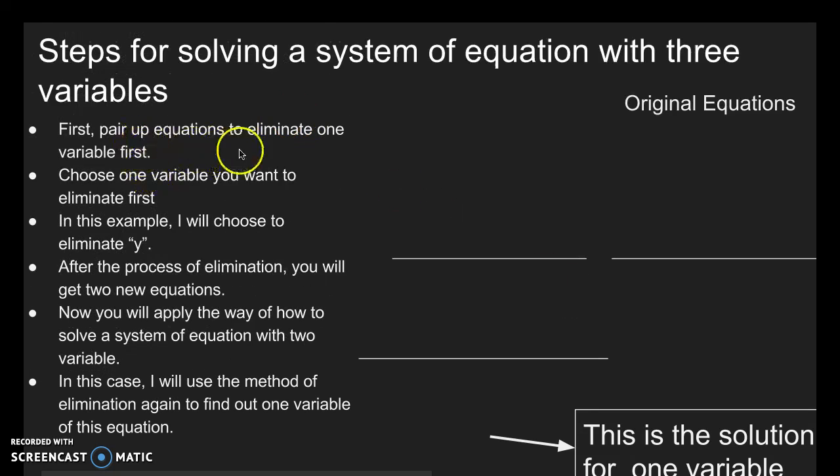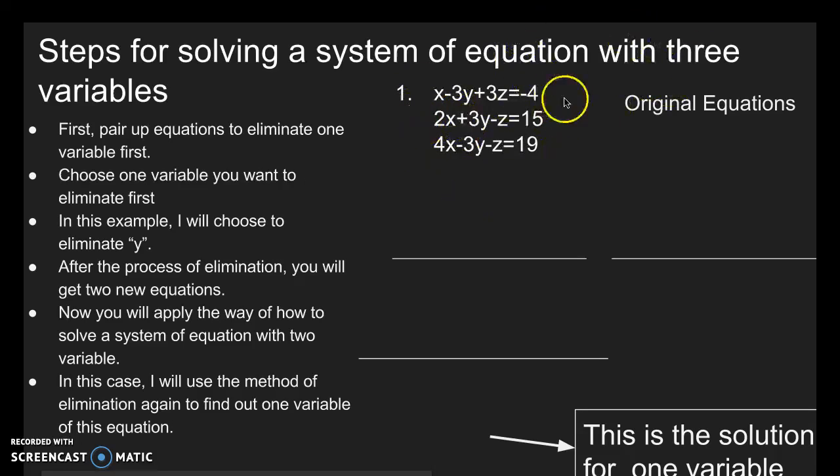First, pair up equations to eliminate one variable. So let's look at our original equations right here. x minus 3y plus 3z equals negative 4. 2x plus 3y minus z equals 15. And here's the third: 4x minus 3y minus z equals 19. We can see minus 3y, plus 3y, minus 3y. It looks like a good problem to do elimination on. So in this case, I will do elimination, and I'm going to eliminate y first.